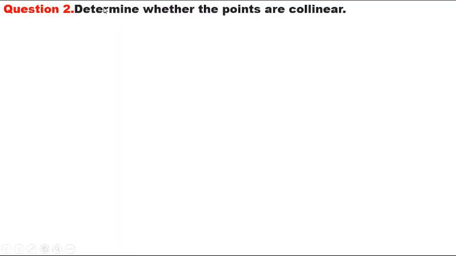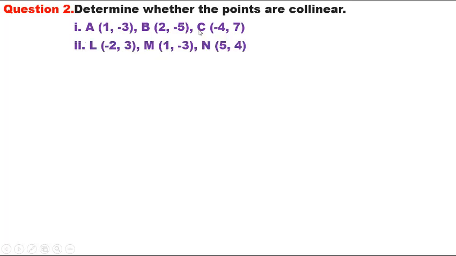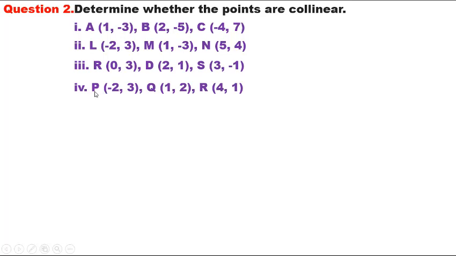Question second. Determine whether the points are collinear. The coordinates of A, B and C are the given ones. The coordinates of L, M and N are the given ones. The coordinates of R, D and S are the given ones. The coordinates of P, Q and R are the given ones. Solution by distance formula.